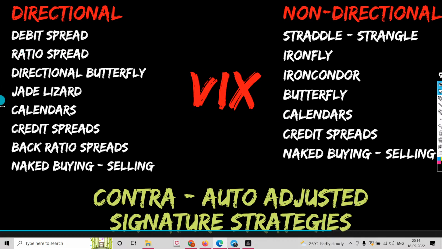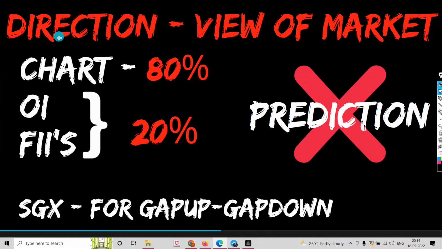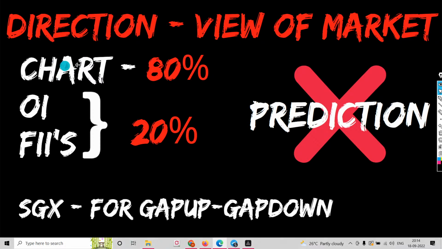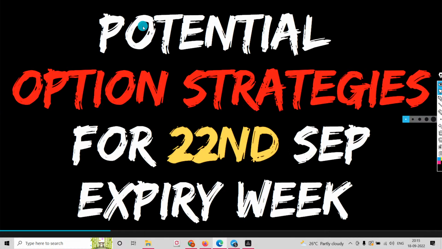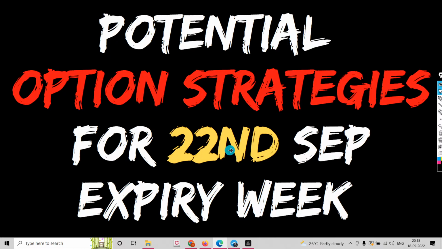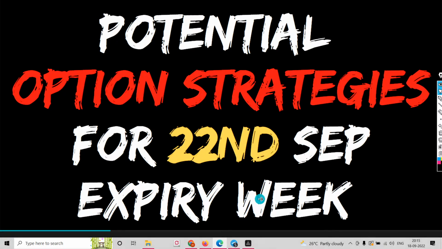Simple. And direction: my direction is 80% to 90% from the chart, and 10 to 20% I take confirmation from OI and FIIs. I do not predict the market. SGX Nifty, I'll just use for gap up and gap down, and that's it. Potential option strategies for the 22nd September expiry, I'm done.